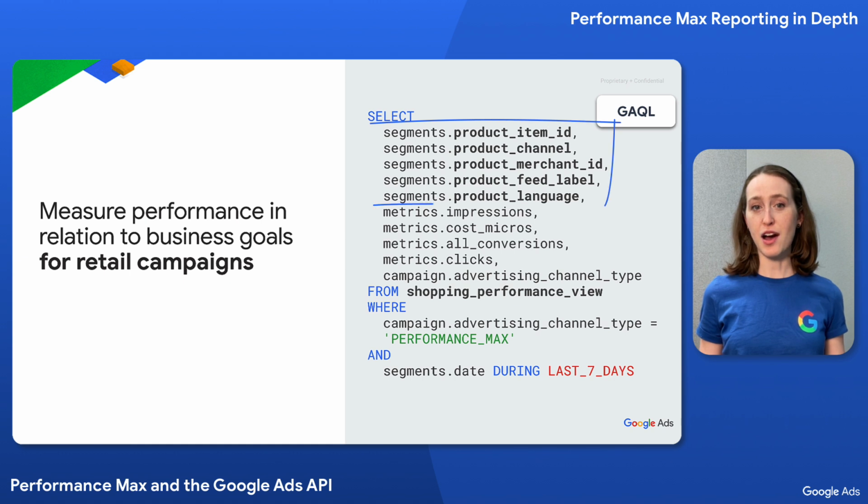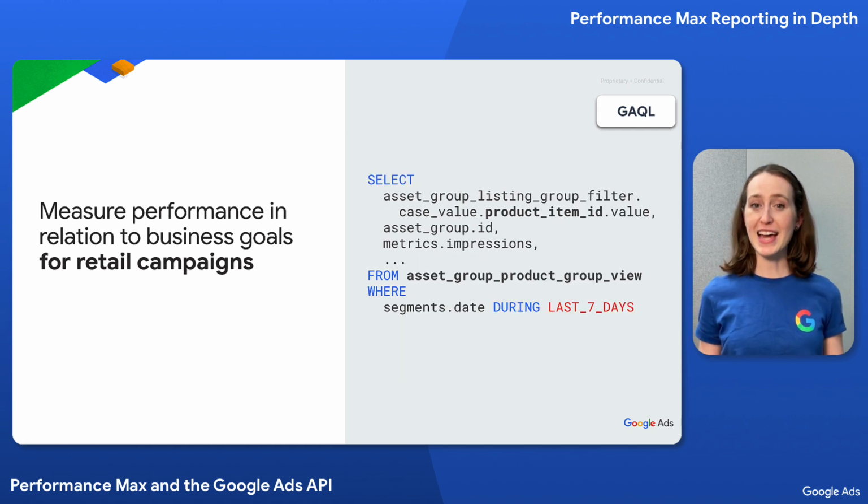Note that you need to add the product channel, product merchant ID, product feed label, and product language segments in order for each row to map to a single product in your Merchant Center feed, since all of these fields contribute to the product's unique key. If we wanted to take this idea a step further and look at how product performance varies across different asset groups, or which product categories are performing best in a given asset group, we could instead use the Asset Group Product Group View resource. With the Asset Group Product Group View resource, I can select information about my listing group filters, like product category or product item ID.